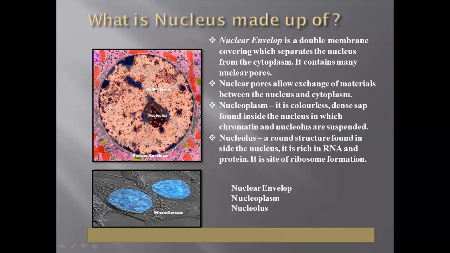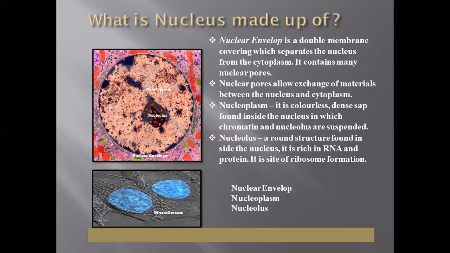What is the meaning of sap? Here, the word sap is written. The meaning of sap is a fluid, right? So the dense fluid that is present inside the nucleus contains the chromatin and nucleolus. Nucleolus is a dense suspended material, right? Now, what is chromatin? Chromatin is nothing but genetic material, right?